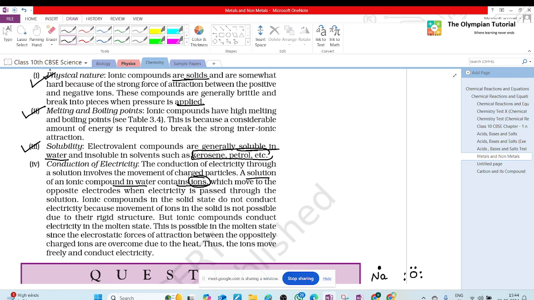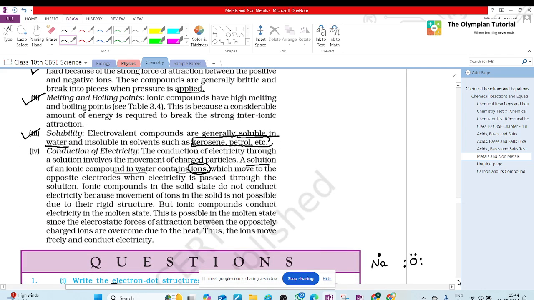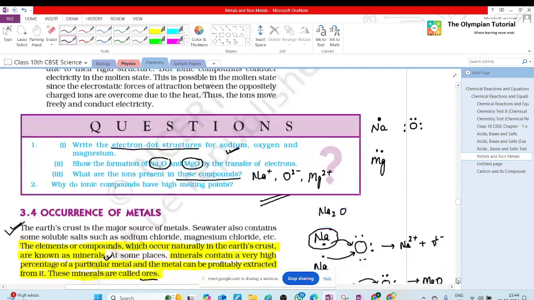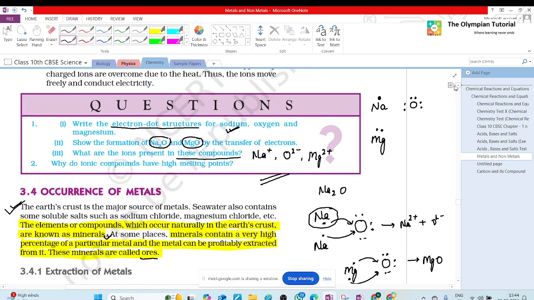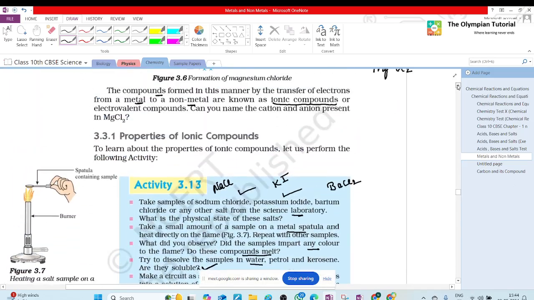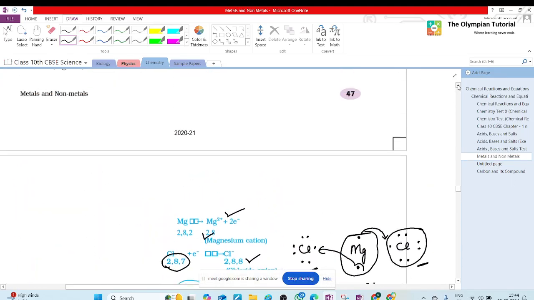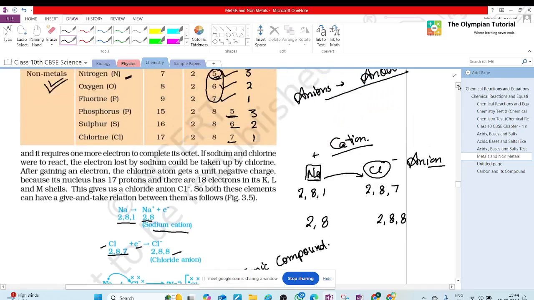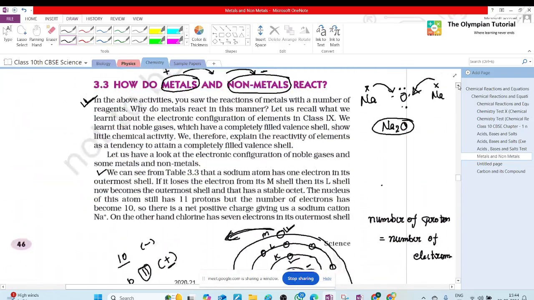Should we read this? Do you want to read this one, Thanya? Okay, start reading then, so that all the things will be clear.